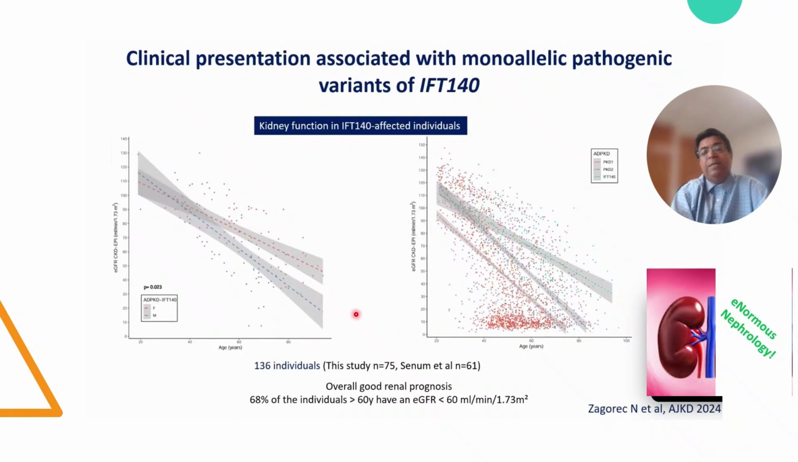And you can see here that it is relatively milder. This is PKD1 with the worst GFR trajectory, PKD2, and then IFT140. And here you can see the gender difference. So again, females do have a little bit better prognosis with slightly slower GFR decline.